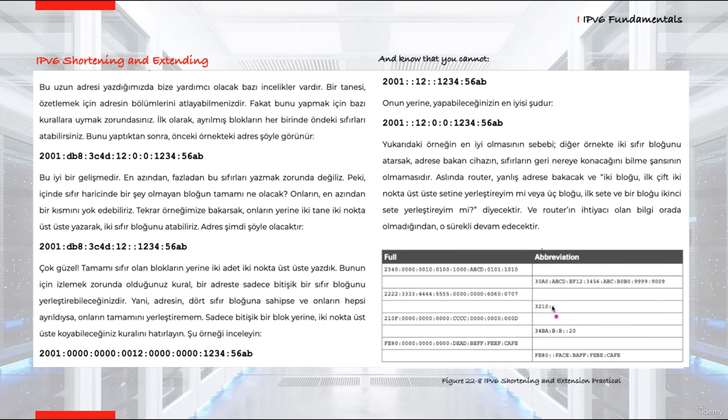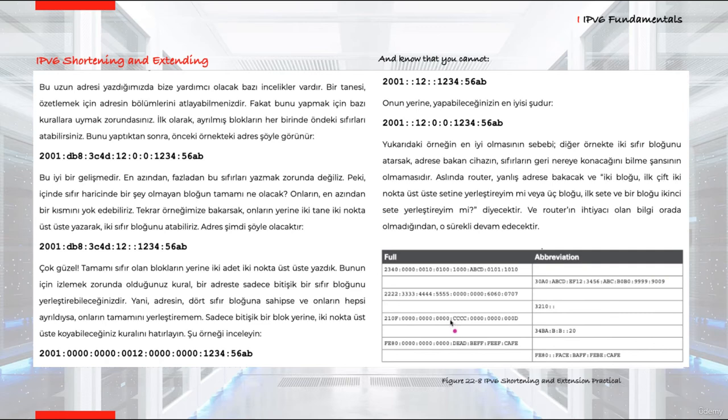Let's look at this example. In this example 3210, twice 2 colons is given, where after 3210 you can understand that the remaining blocks are all zeros. Our first block is 3210, in the remaining 7 blocks 0, 0, 0, 0, 0, I don't write them all, let me just write the first 4 blocks. All our blocks mean 0.